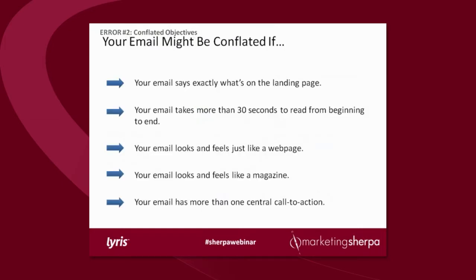So here are some symptoms that your email might be conflated. If your email says exactly what's on the landing page, it should be a conversation, and the conversation happens in parts. You can't sell them everything at the beginning. Just like Dr. Flint says, you can't expect to marry a woman on the first date, let alone get a kiss for some people. Okay?